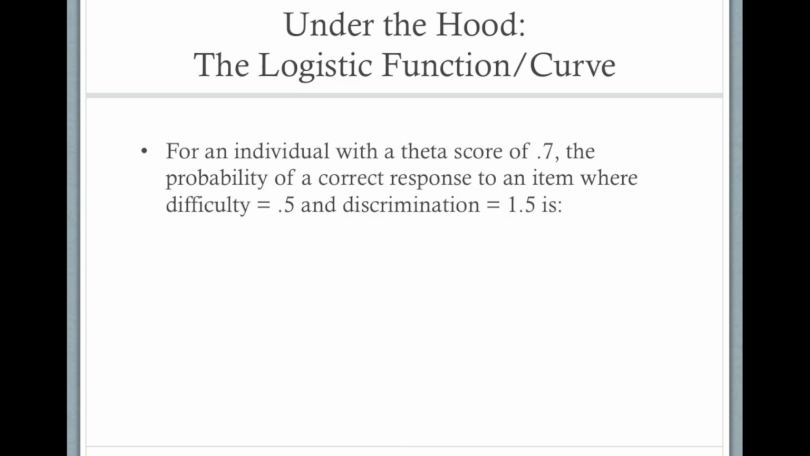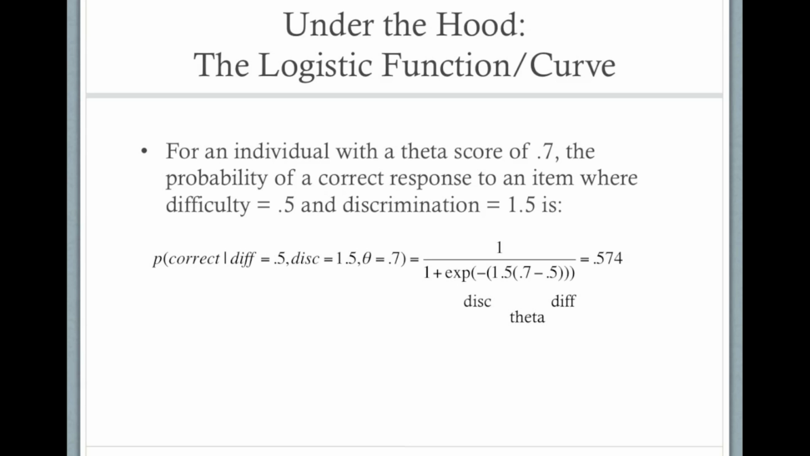All right, now let's look at some item parameters in the functional form in action together. For an individual with a theta score of 0.7, the probability of a correct response to an item where the difficulty is 0.5 and its discrimination is 1.5 is 0.574. And you can see that we just plug in that discrimination parameter right there. We plug in the individual's ability level right there, the 0.7, and then we look at the item difficulty. This is basically how it works. And so if you get your item parameters and you get a person score, you can get probabilities right there.